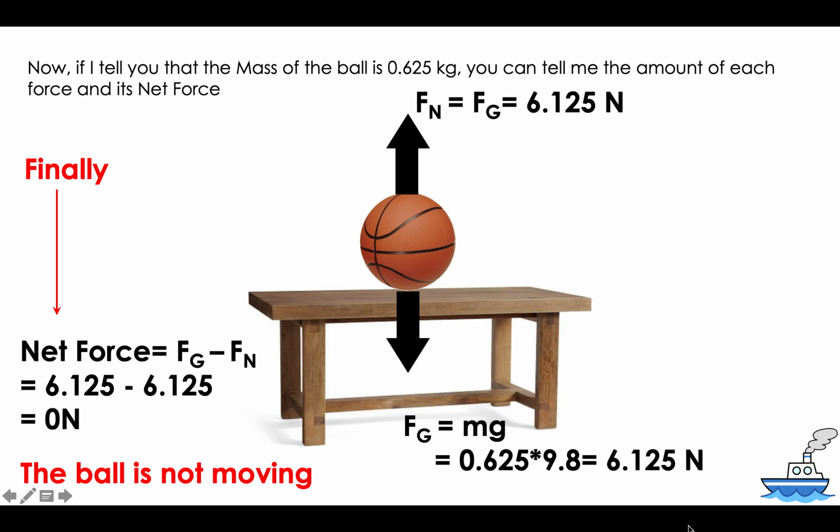Finally, the net force, if you remember, is the subtraction because the forces are opposite and they're in the same quadrant. So force of gravity minus normal force, it will be 6.125 minus the same number, that will give us 0 newtons. So we just proved that the ball is not moving.